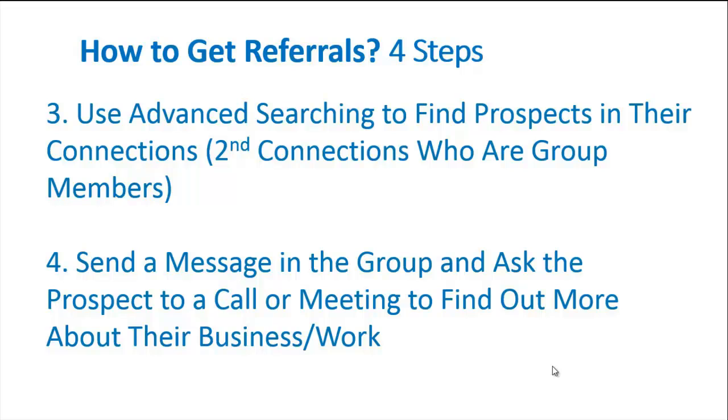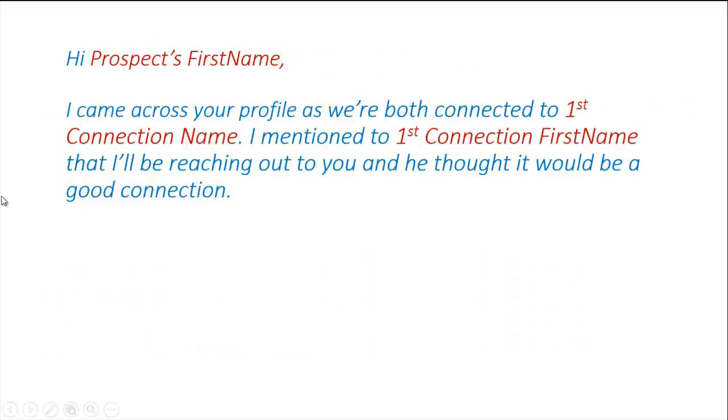So let me give you the script here. Hi, and then the prospect's first name. So: hi Mary, I came across your profile as we're both connected to John Doe. I mentioned to John that I'll be reaching out to you and he thought it would be a good connection. It would be great to find out more about your business.